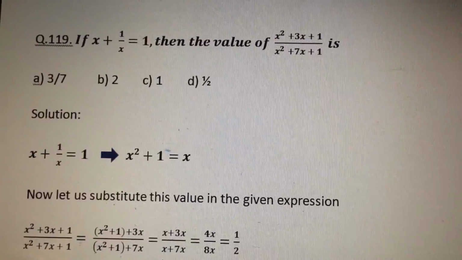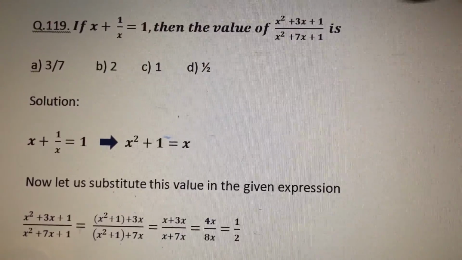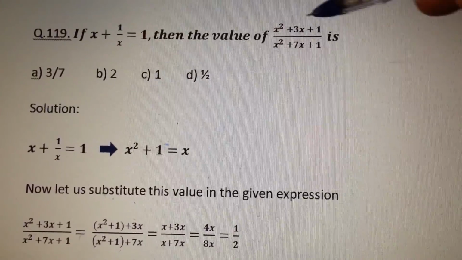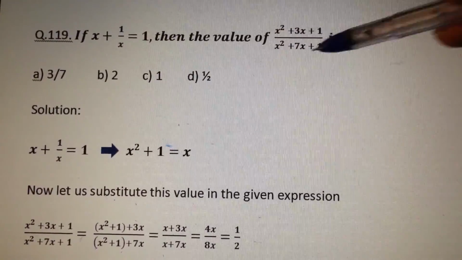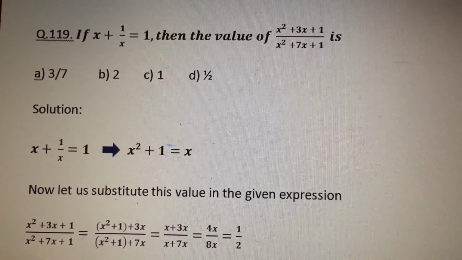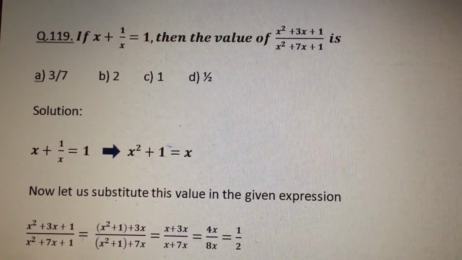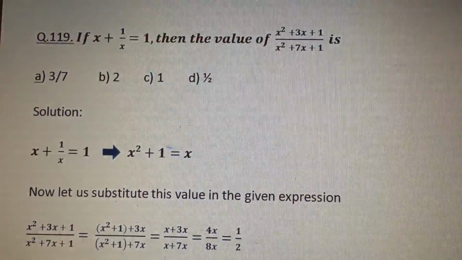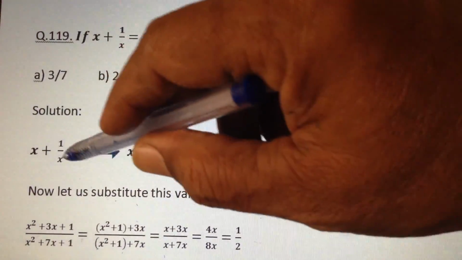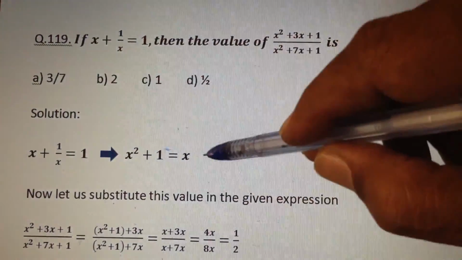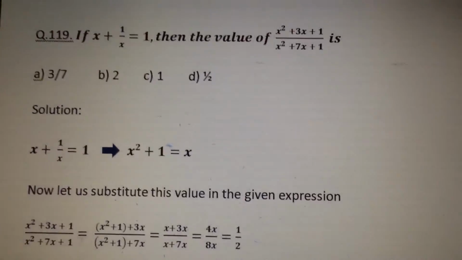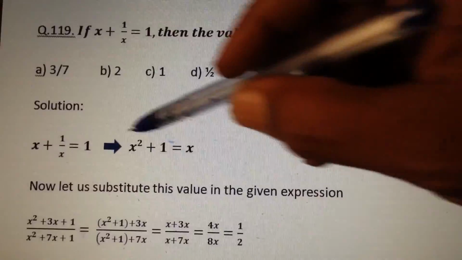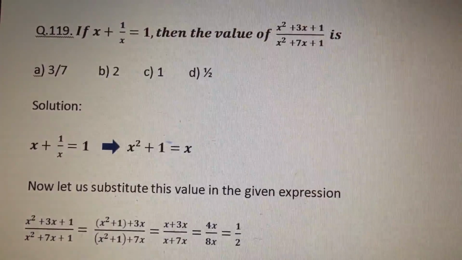Next question. If x plus 1 by x is equal to 1, then find out the value of x square plus 3x plus 1 by x square plus 7x plus 1. It is given that x plus 1 by x is equal to 1. This can be written as x square plus 1 is equal to x. Now let us substitute this value in the given expression.